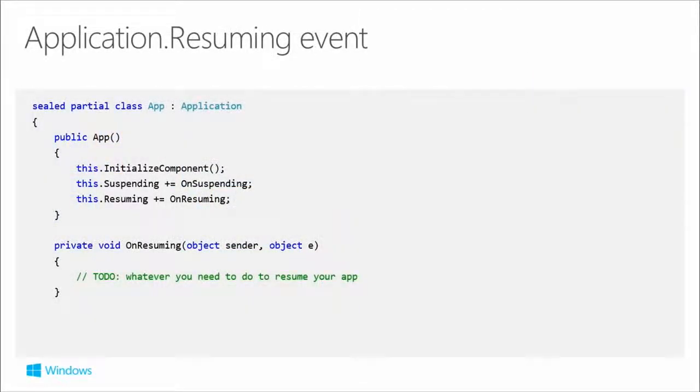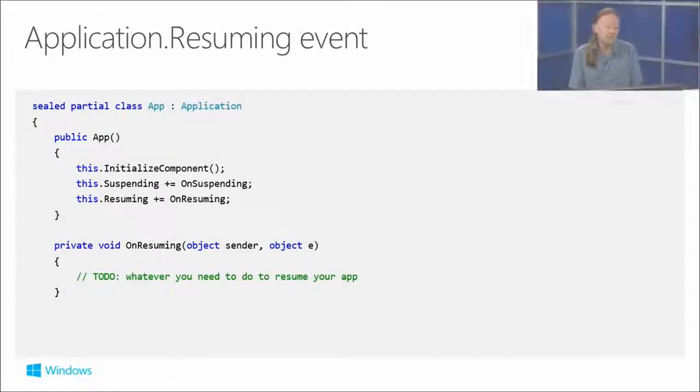You can run some code on that instance. Actually, not so often do you need to do some stuff on this, but it isn't wired into the template. So if you want to run code on resuming, you need to add this.resuming += OnResuming into your app constructor, wire up the event handler, and then you create that event handler and you can put your code in there.